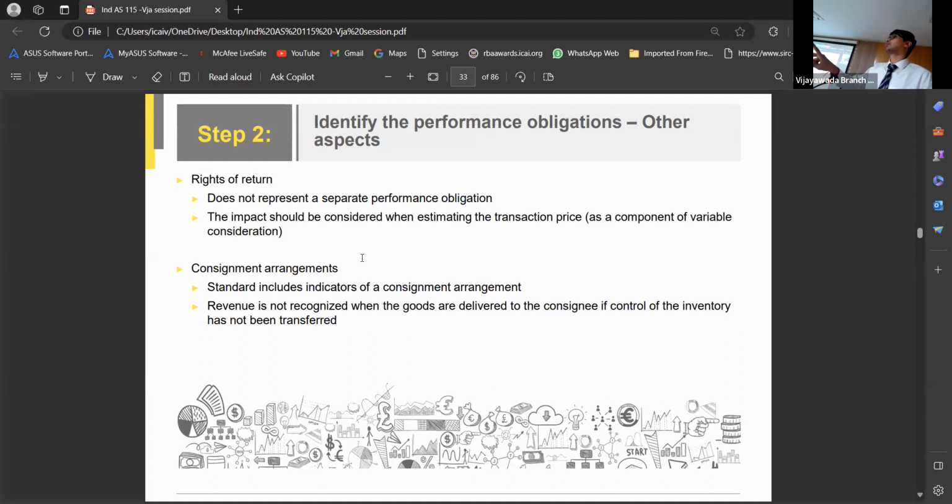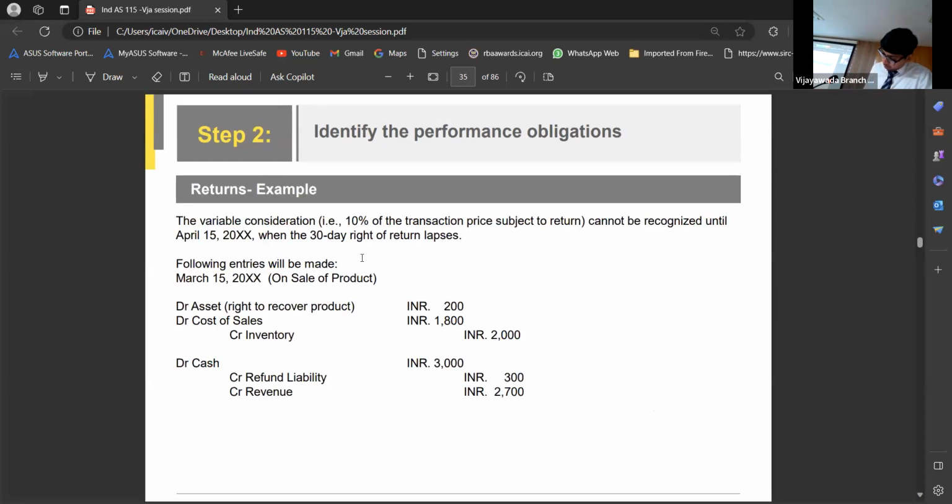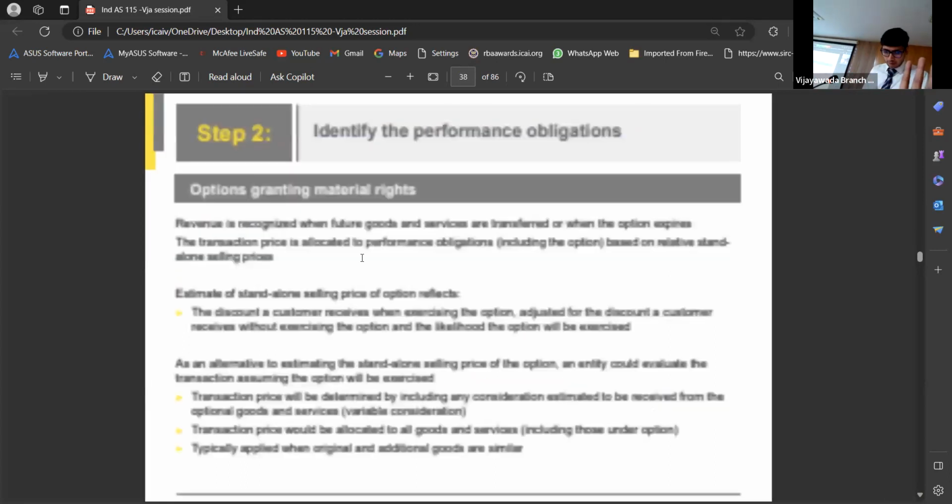Only when you can't conclude that, and in a lot of cases you will not be able to conclude, it's complexities. If it's your own manufacturing, there is no issue. If that kind of comfort you don't get at the beginning that you are controlling, then you should look at those three indicators: inventory risk, pricing risk, and primary responsibility for fulfillment of the order. Those three things you should see. Okay, principal agent we discussed. Transaction price adjustments: we discussed right of return, that is a transaction price adjustment only.